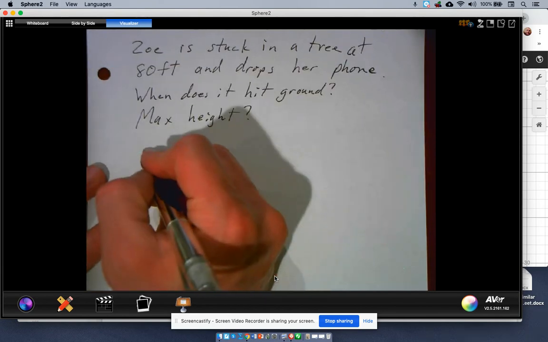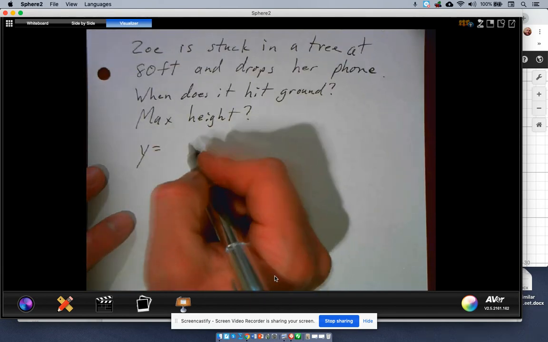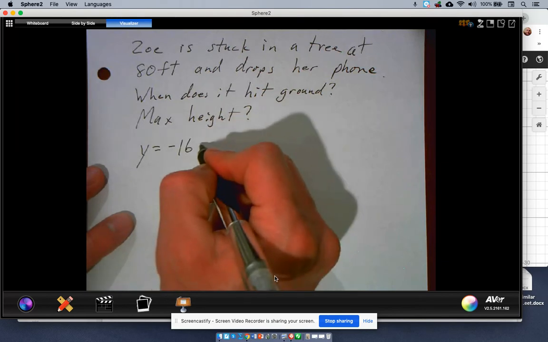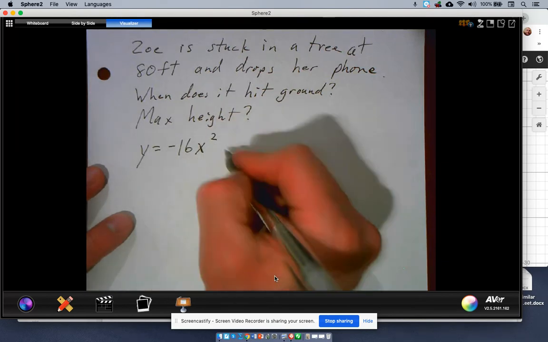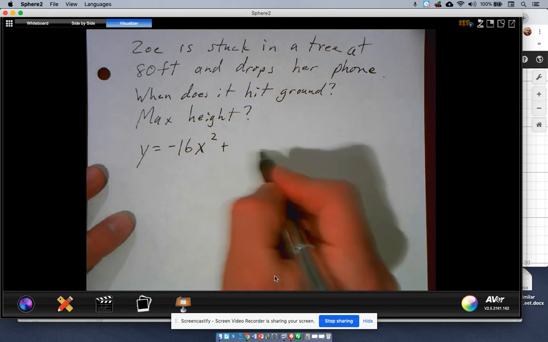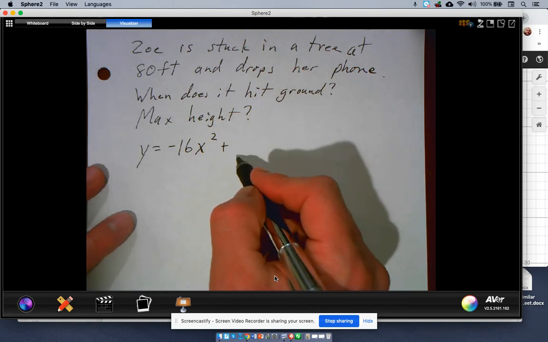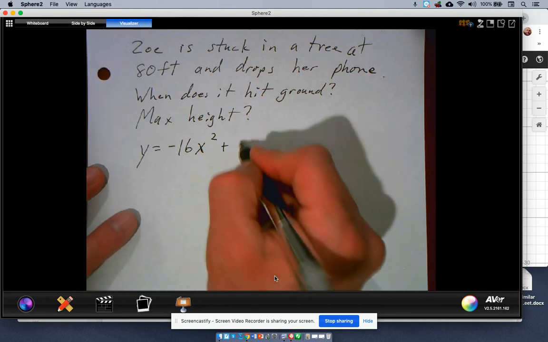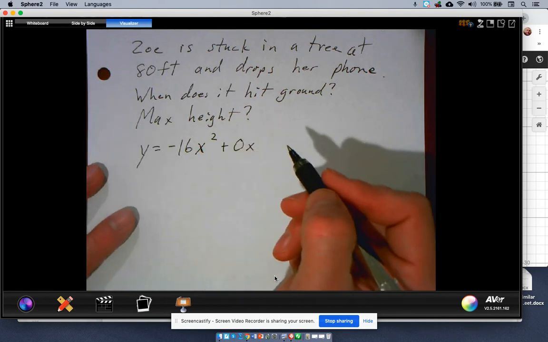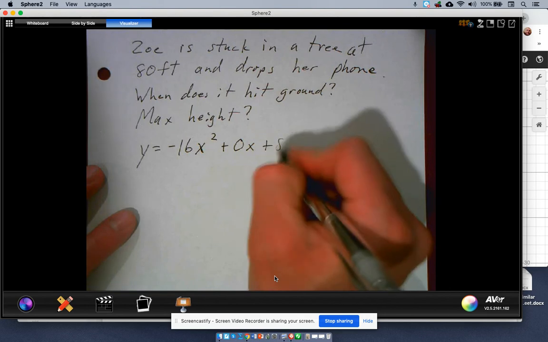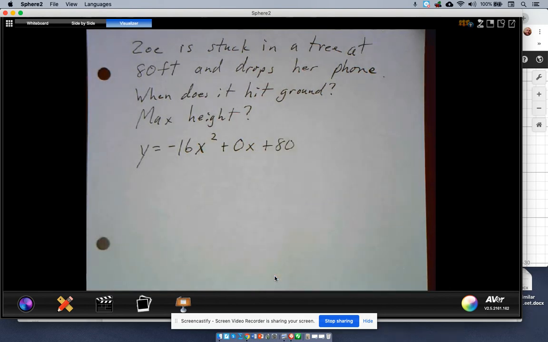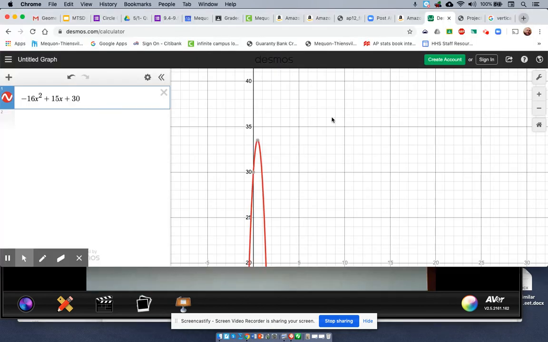Looks like this, and I normally go y equals for my equations. That's fine. Negative 16 x squared, and then plus. Now, this is the initial upward throw. Does Zoe throw the ball up at all? She does not, so it's 0 miles per hour. She's just dropping it. And then plus 80 feet because she was 80 feet in the air. Okay, so that's my equation. And let's go and see what Desmos tells us. So let's jump over to Desmos. Negative 16 x squared plus 0x, and I really don't have to put 0x, but I will, plus 80.